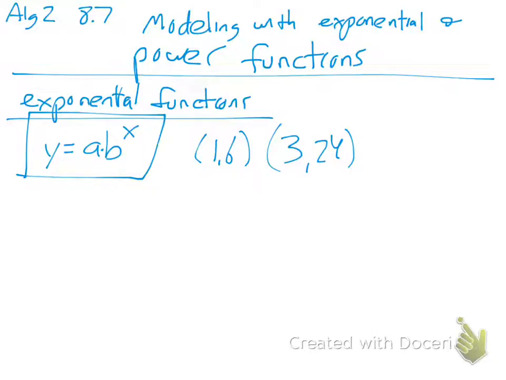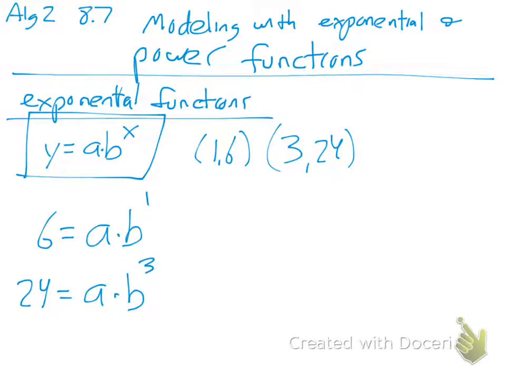So all you're going to do is take your points here, (1, 6) and (3, 24), and plug them in for x and y. So the first one will look like 6 equals a times b to the first. And the other one is 24 equals a times b to the third. Okay? Now we have to solve for a and b. We're going to solve for this using substitution.